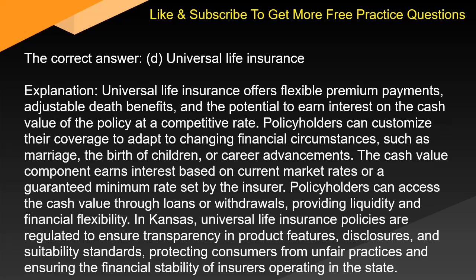The correct answer, D. Universal life insurance. Explanation. Universal life insurance offers flexible premium payments, adjustable death benefits, and the potential to earn interest on the cash value of the policy at a competitive rate. Policyholders can customize their coverage to adapt to changing financial circumstances, such as marriage, the birth of children, or career advancements. The cash value component earns interest based on current market rates or a guaranteed minimum rate set by the insurer. Policyholders can access the cash value through loans or withdrawals, providing liquidity and financial flexibility.